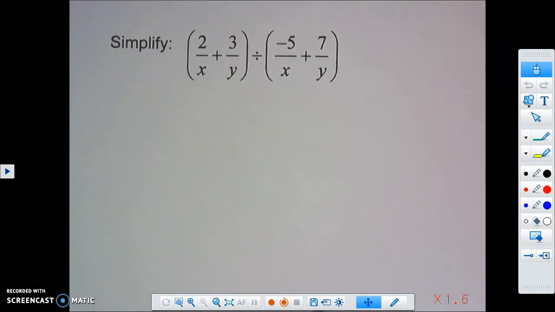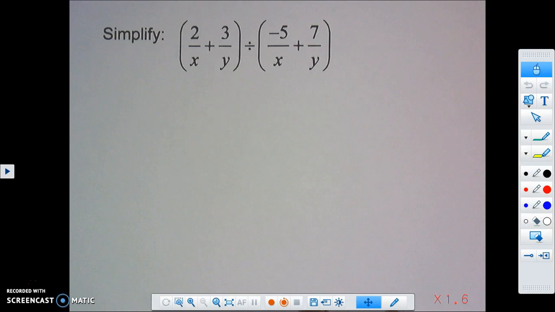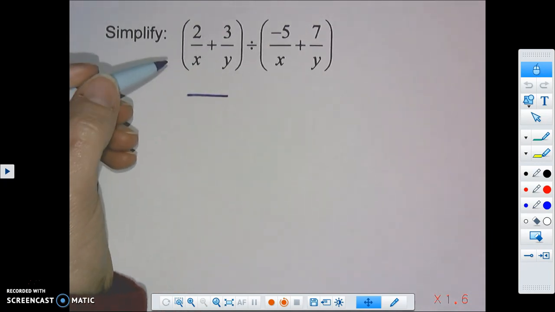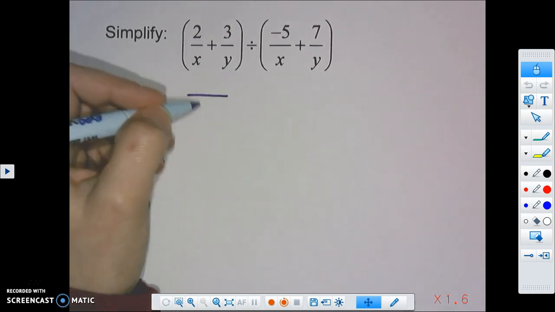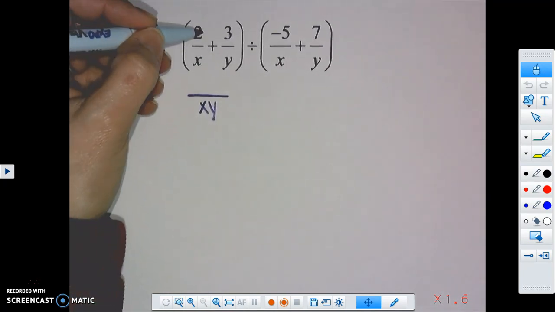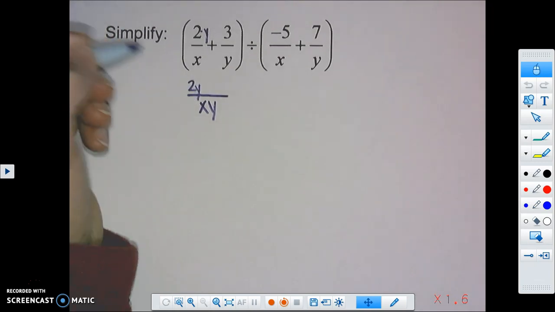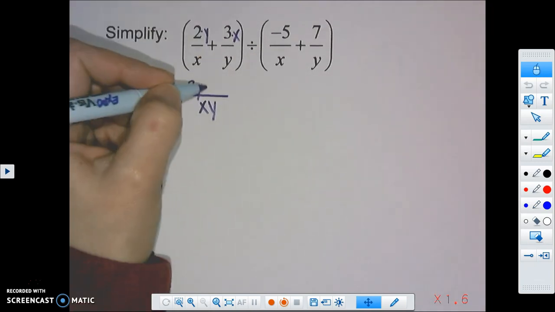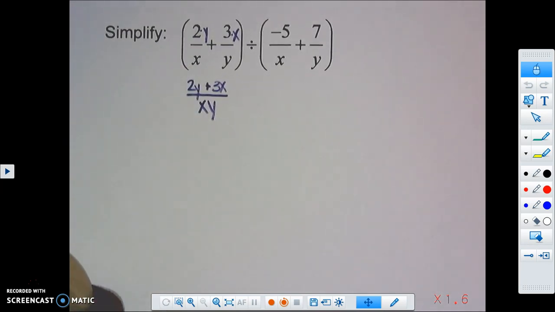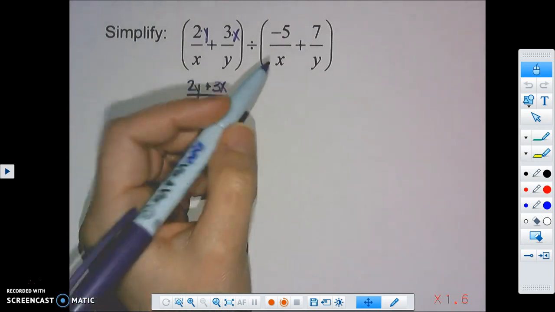Alright, let's take a look at a dividing question here. So we have 2 divided by x plus 3 divided by y. That quantity is being divided by the quantity negative 5 divided by x plus 7 divided by y. So here we're going to deal with both pieces individually in the fractions. So we're getting a common denominator between these because we're adding. And that common denominator would be xy. So the first fraction is missing the y. And the second fraction is missing the x. Now you could rearrange the order of these if you want to be in standard form where the x comes first, but it's not necessary.